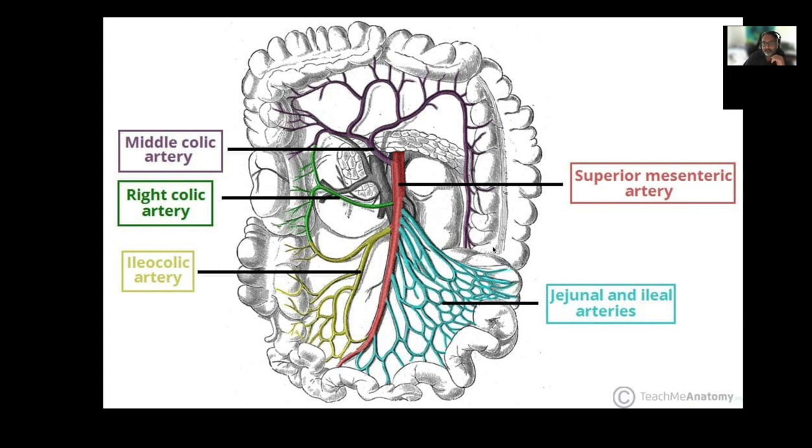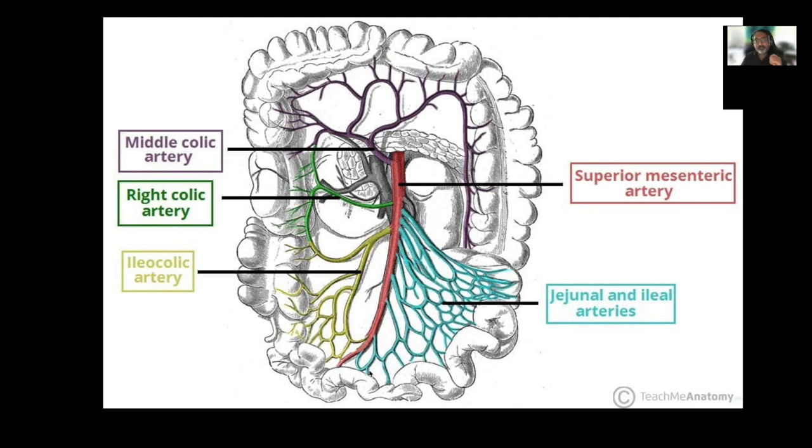The descending colon and the sigmoid colon are then supplied by the inferior mesenteric artery. We'll do that in a second. So let's do the superior mesenteric artery first. It has a middle colic branch, which supplies the transverse colon. The right colic branch supplies the ascending colon. An iliocaecal branch supplies the ileum, caecum, and appendix. And a lot of small branches, called jejunal and ileal branches, come out and supply the jejunum and ileum.